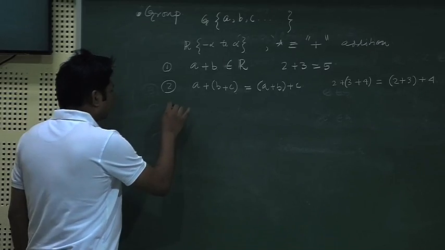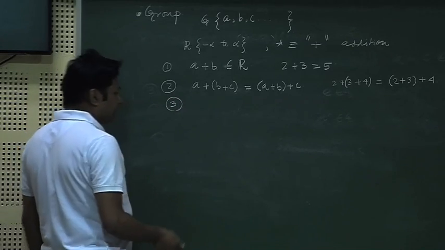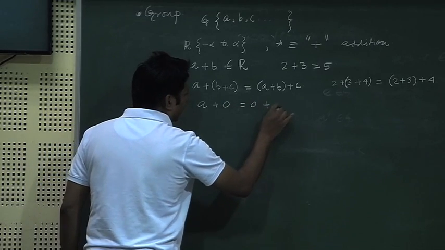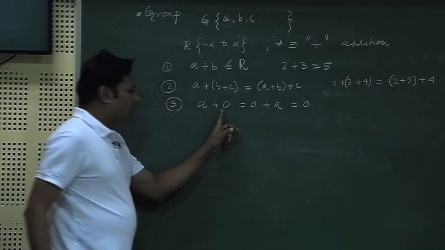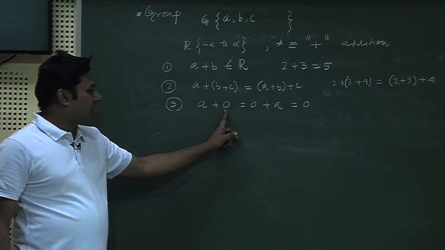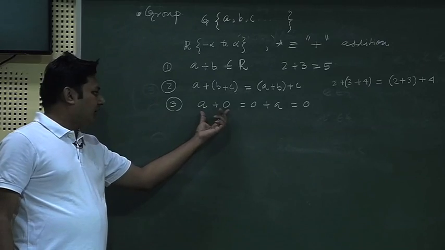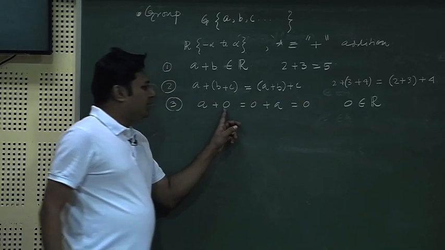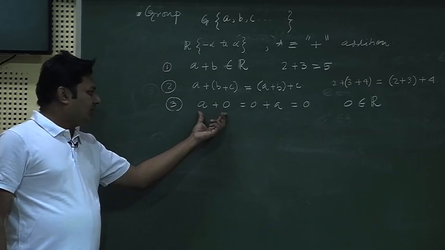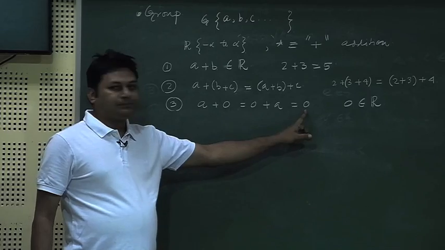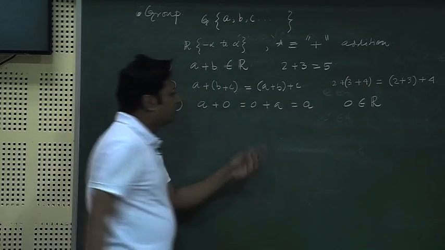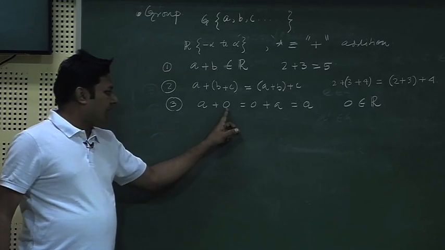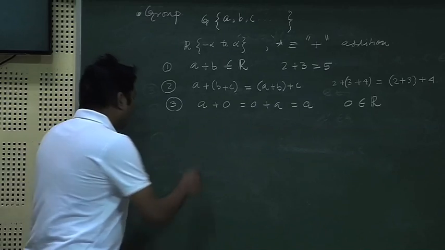True. Third thing, it is important. A plus 0 is equal to 0 plus A, which is equal to A. So, 0 in this case behaves like an identity element. That means 0 belongs to R; it is not an element outside R. If I add these two things, I will get back my original element A. So, the identity is there. This is my identity.